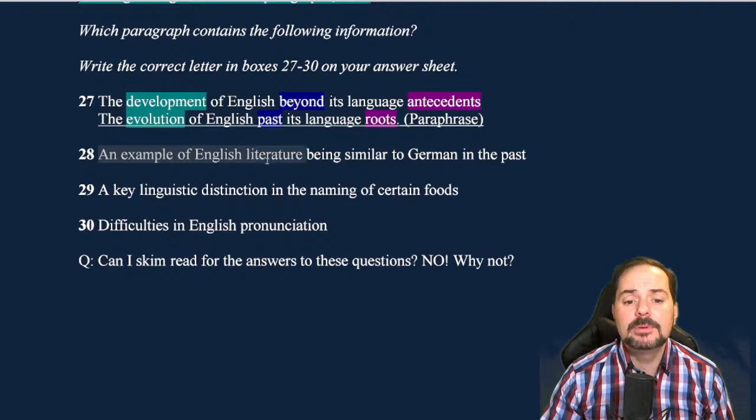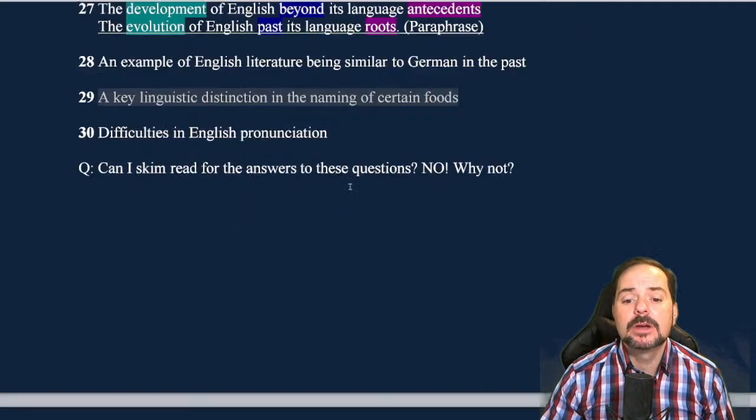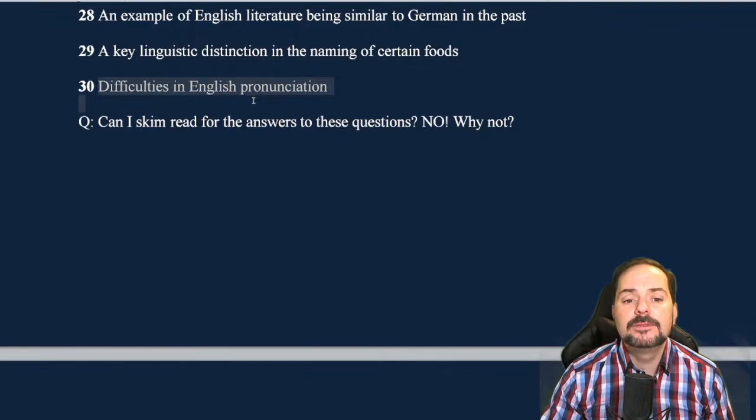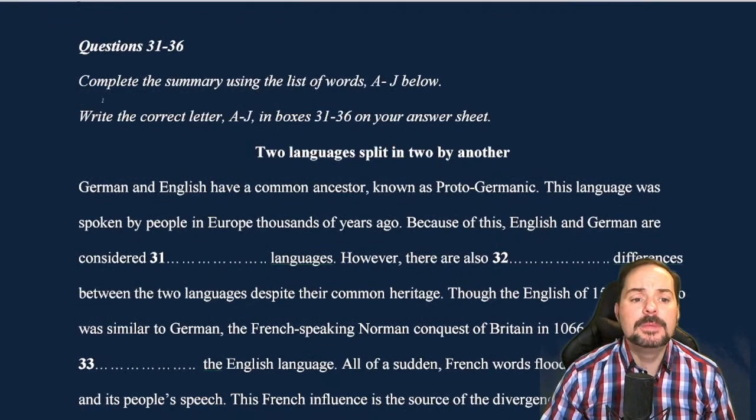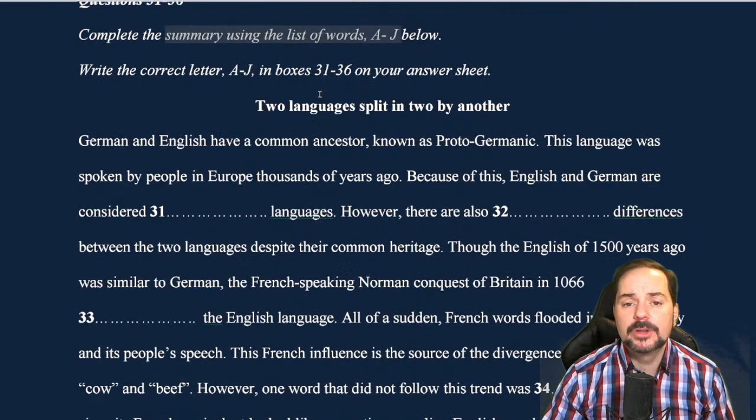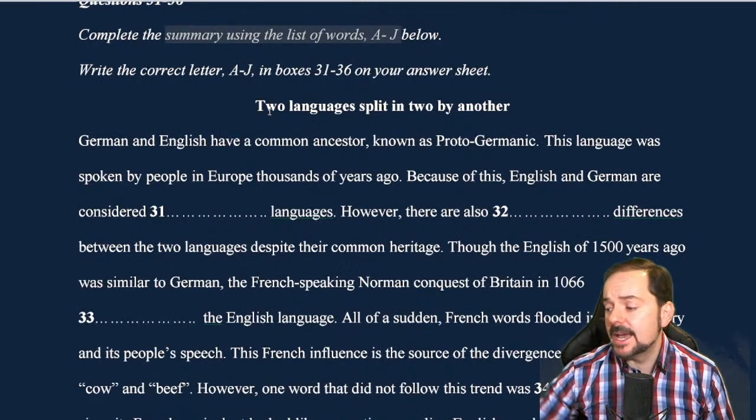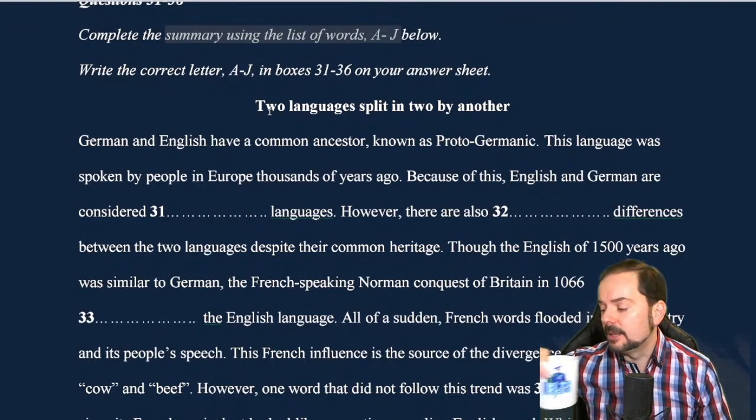An example of English literature being similar to German in the past. A key linguistic distinction in the naming of certain foods. Difficulties in English pronunciation. Okay. Here we have a summary completion using the words A to J below. Don't worry about the words. Just look at the summary and read it. It will help you.